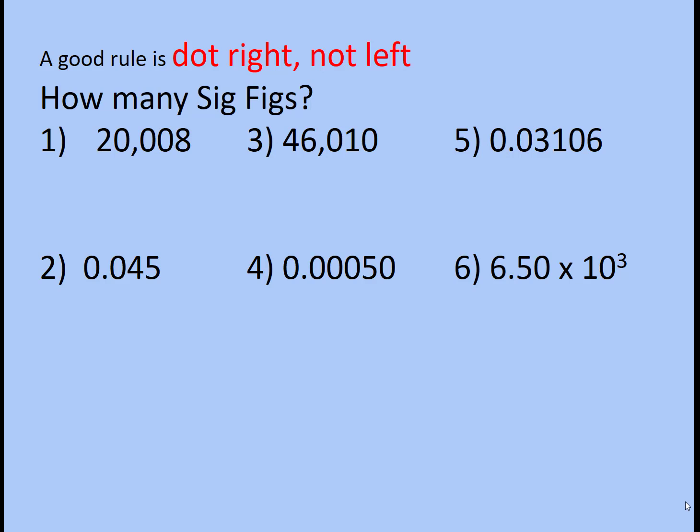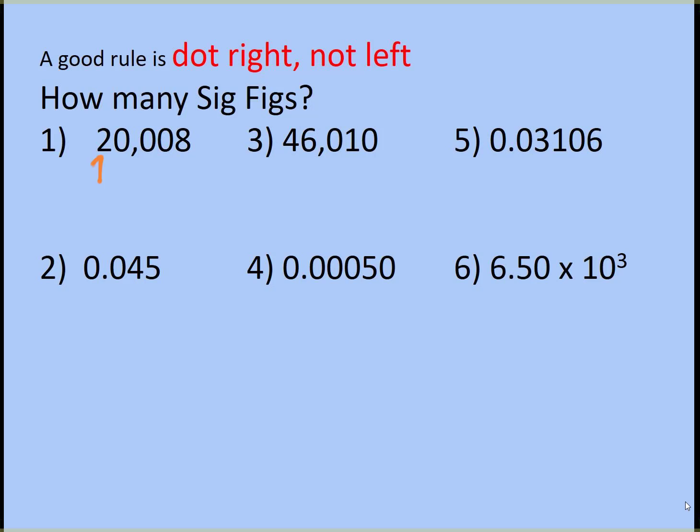A good rule that summarizes all those 5 sig fig rules is dot right, not left. Meaning if there's a decimal or a dot, you're going to start counting at the right and keep counting until you run into zeros at the end. And if there's not a decimal or a dot, you're going to start counting from the left and stop when you run into zeros. So if you'd like to pause the video and see if you can figure these out, please do so. Let's go through each of these examples.